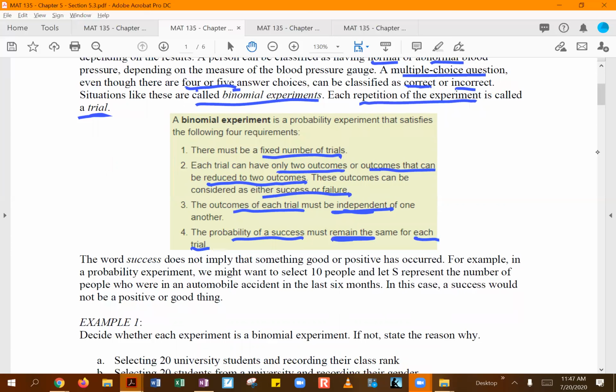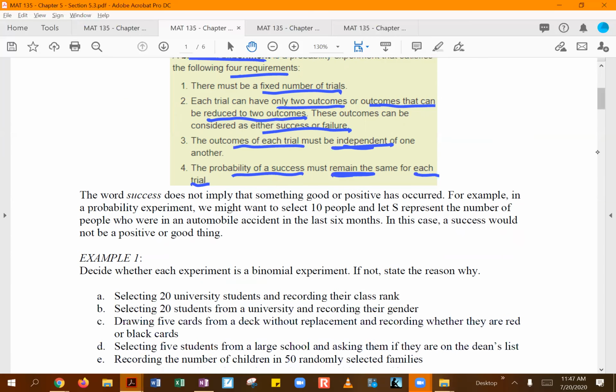Obviously the probability of success, if it's only going to be one option out of the 4 given multiple choice options, then your rate of success, or in this case the probability of success, will stay the same. So again, with each trial, that probability should not change. So these 4 requirements are going to be very, very crucial when we're talking about these binomial experiments.